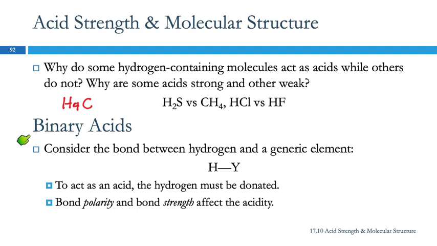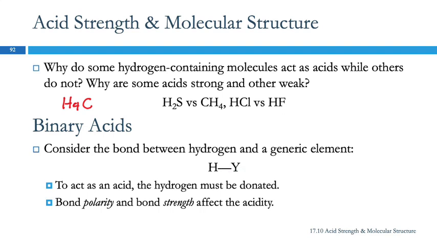Okay, let's look at the binary acids first. So, binary acid, you've got a hydrogen and you've got another element, a nonmetal, something like Cl or F. What we want to do is look at the bond between the hydrogen and the other element, because to act as an acid, this hydrogen must be donated as a proton, meaning the hydrogen leaves and both of those electrons stay behind.